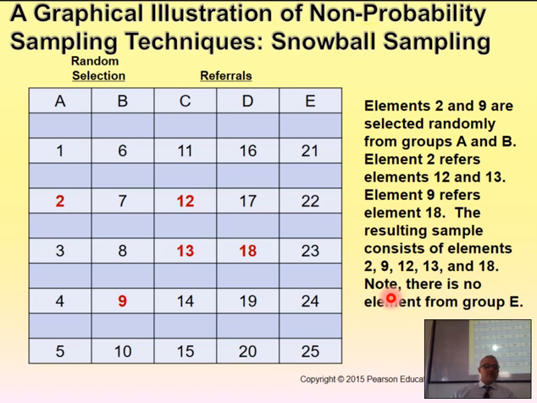Note that there is no element from group E. So maybe you will end up with only those groups, not anyone from here. Do you see? So the snowball will be within a smaller community. If you ask a LIU student, they will refer me to another 3 LIU students, who will refer me to another 9 LIU students, and maybe one person will come from another group.